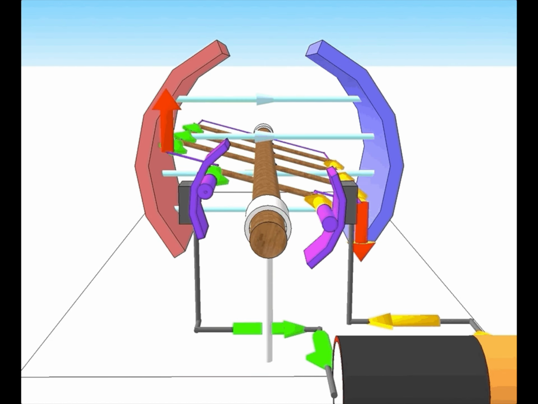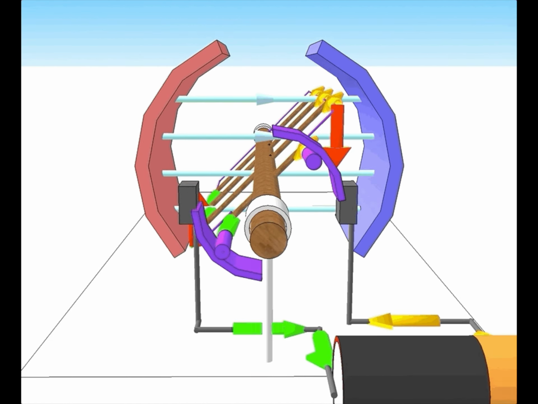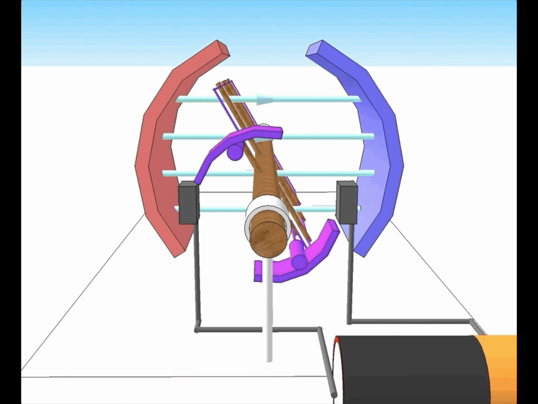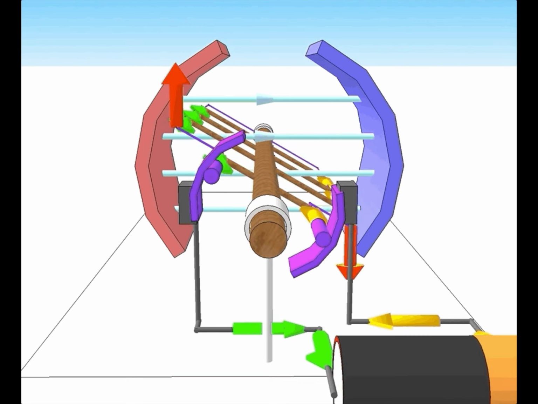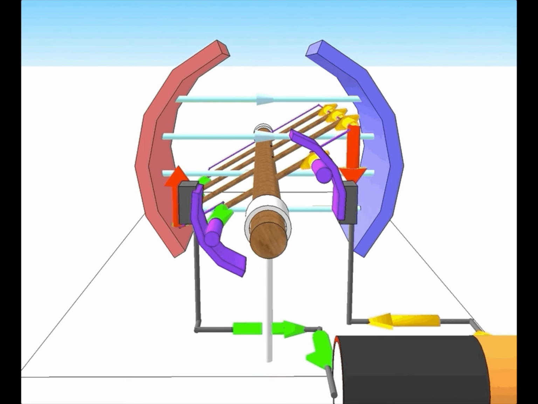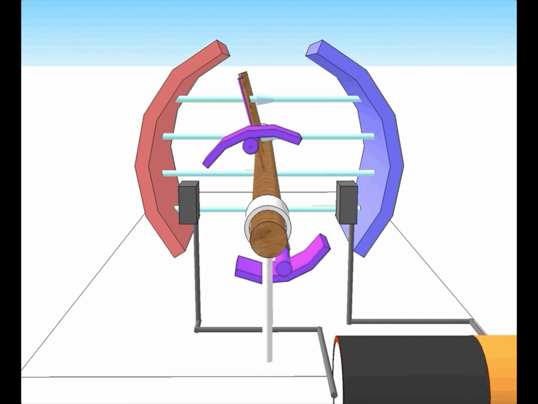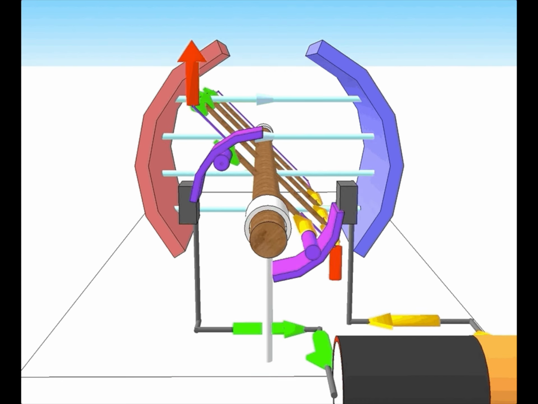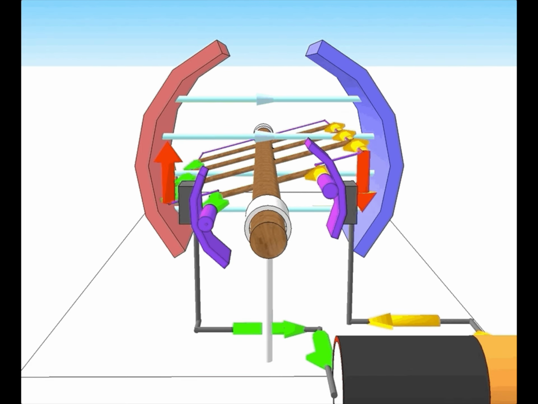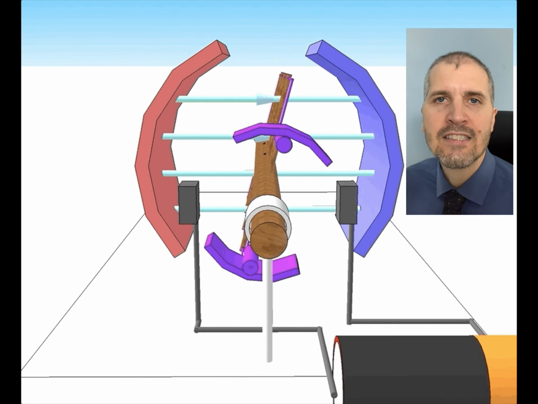Let's see it in motion again. There it goes. This time I've added some arrows to show the direction of the force. You can see how the force always acts upwards on the left and downwards on the right. And you can see how the motor can just spin and spin and spin. If we want to make it faster, we just need to make the magnet stronger, or add more turns to the coil, or increase the current. And that is the DC motor.